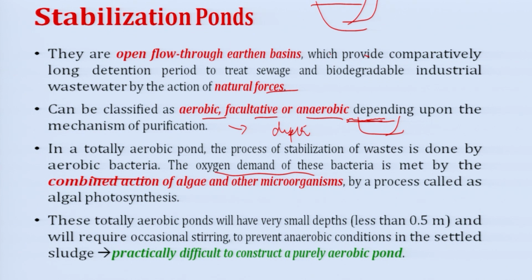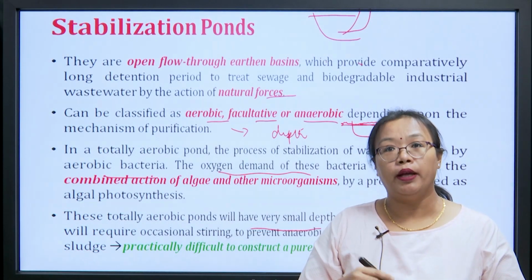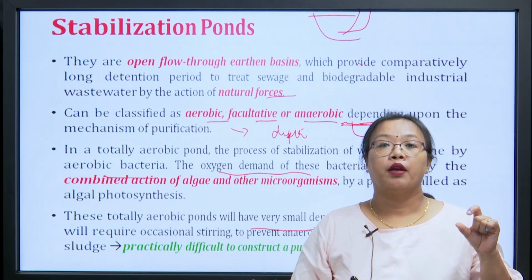So you have aerobic stabilization ponds here. These totally aerobic ponds will have very small depth, less than 0.5 meter, and will require occasional stirring to prevent anaerobic conditions. So, it is practically very difficult to construct a purely aerobic pond. Because if the depth increases, aeration won't be able to happen properly, and in this case they will turn into anaerobic processes. So in an aerobic pond the depth will be very small, around 0.5 meter.